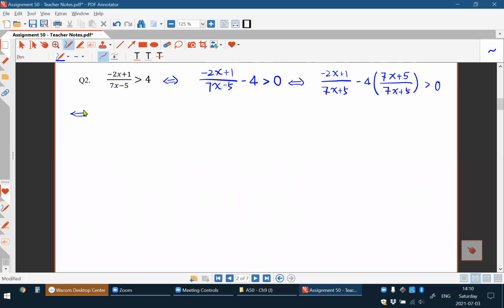Okay, and expand the numerator and try to simplify that. Minus 2x plus 1. Okay, minus 4 times 7x gives us minus 28x, right? And minus 4 times 5 gives us minus 20. Okay, just do this slowly, one step at a time.